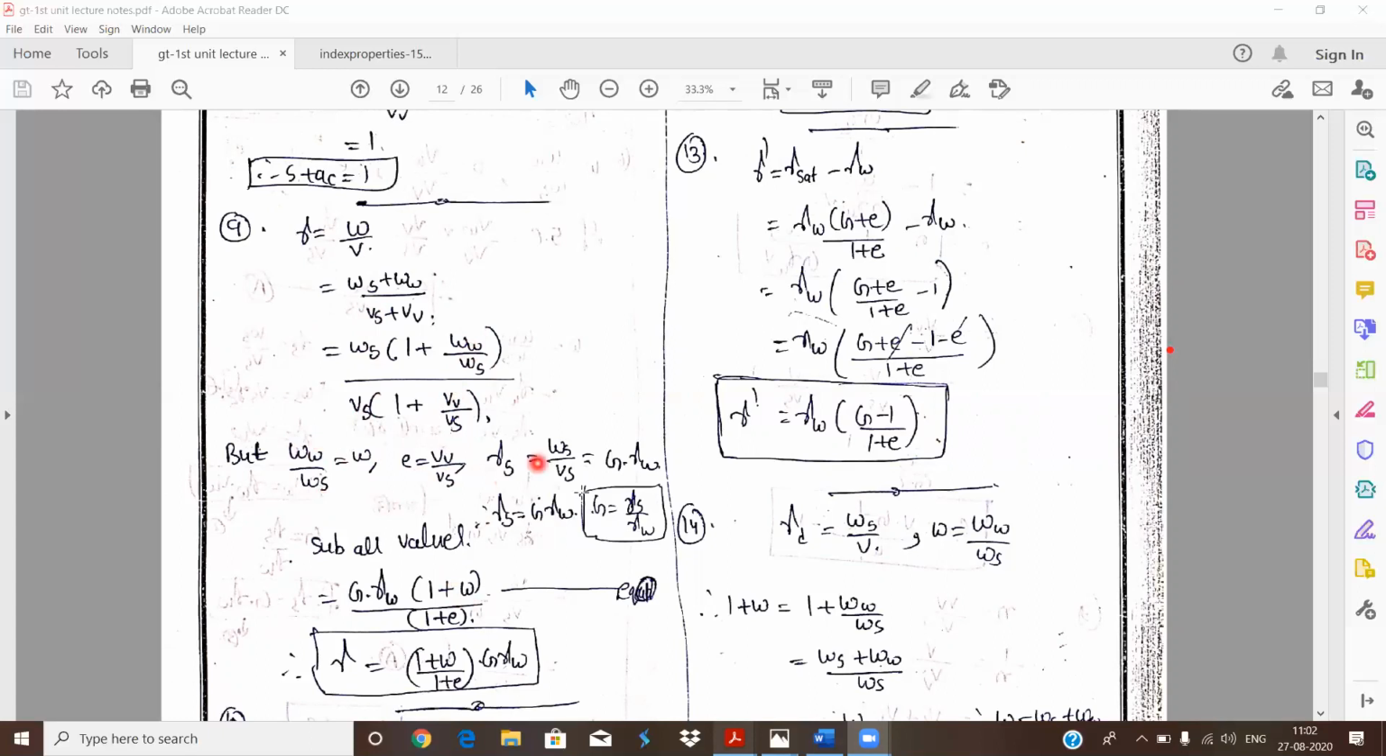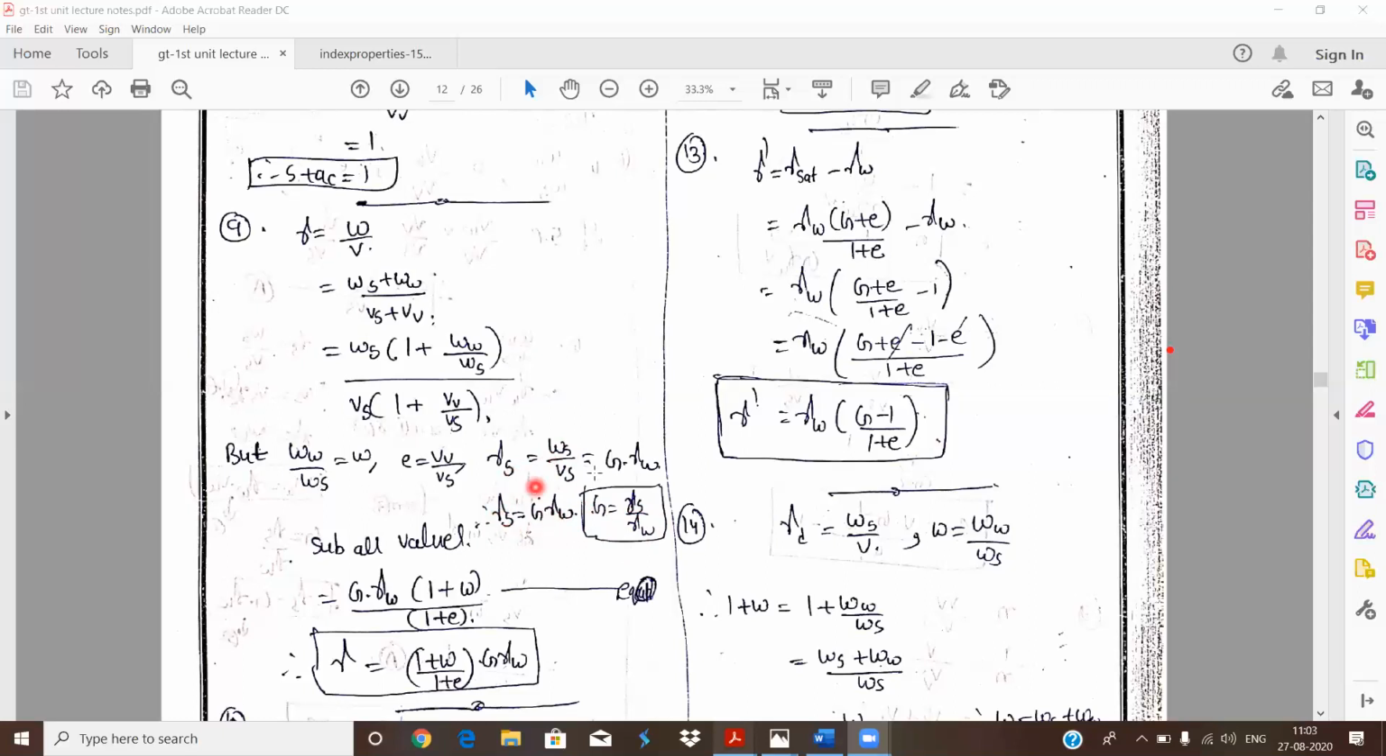For this parameter we follow these steps. Gamma s, the unit weight of soil solids, is the ratio of the weight of solids by the volume of solids. Also, specific gravity is the unit weight of soil solids by the unit weight of water. Transferring the unit weight of water, we get gamma s equal to G into gamma w.